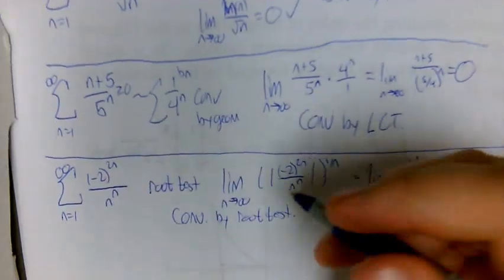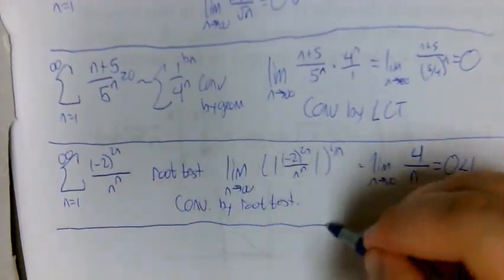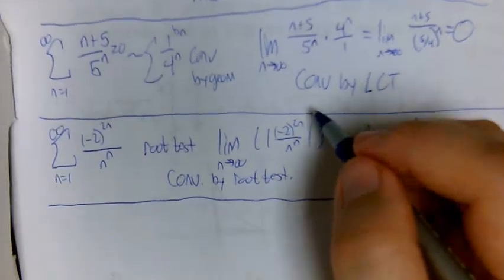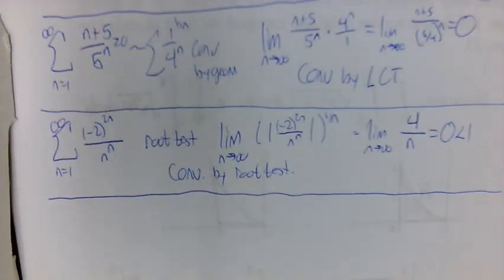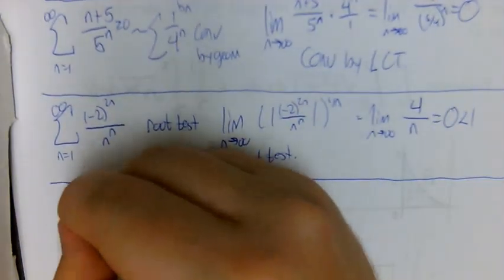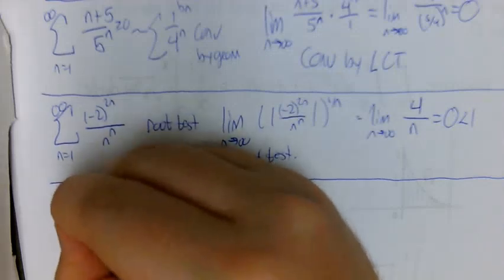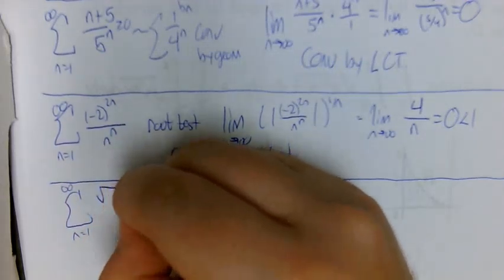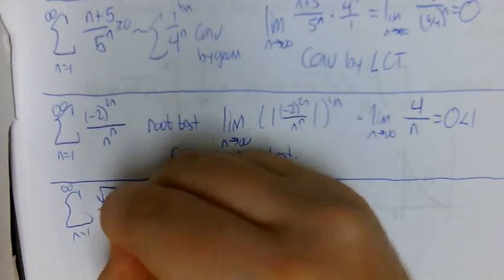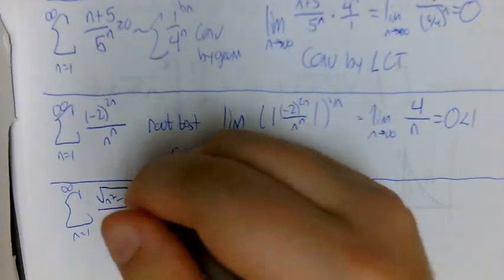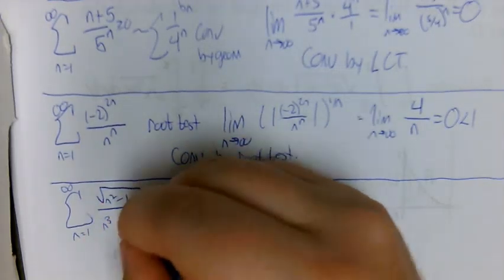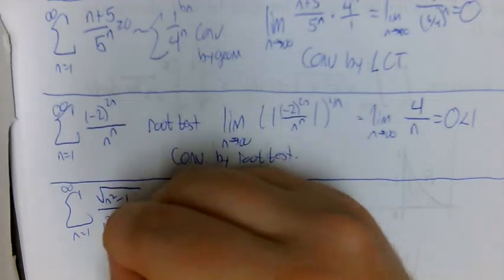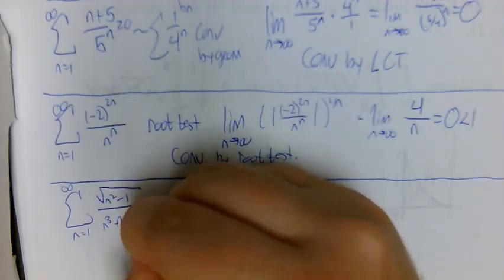So again, when you see all those nth powers, the root test is definitely the way to go. Okay. Next, got an interesting looking one here. This is the square root of n squared minus 1 divided by n cubed plus 2n squared plus 5.